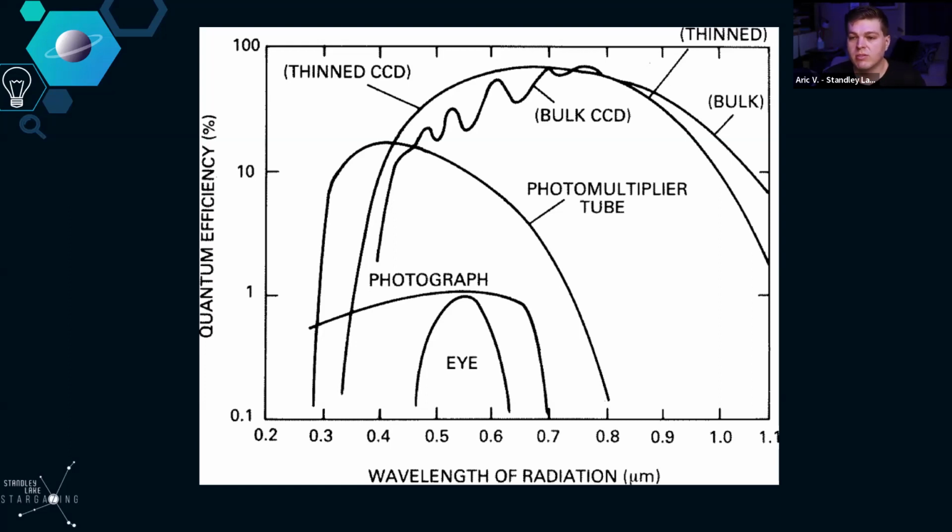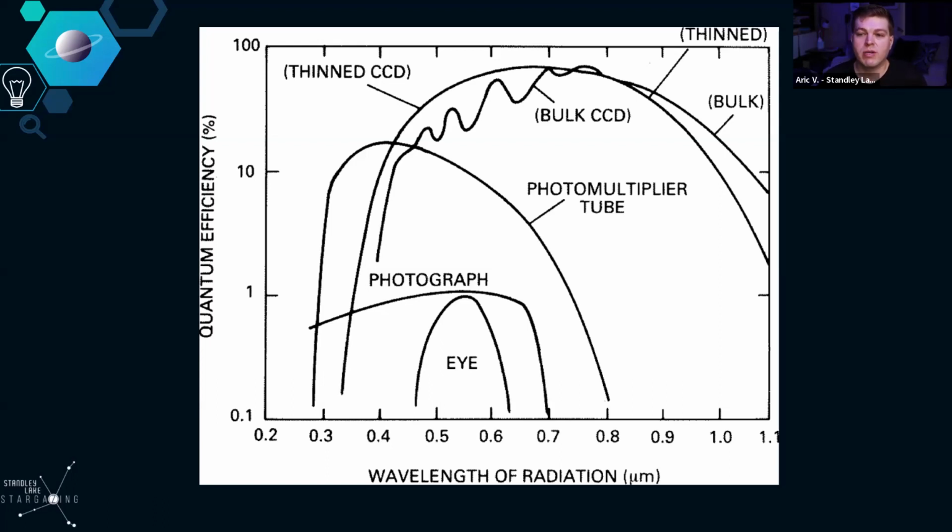Then a celluloid photograph is still right around the sensitivity of the human eye, actually, in terms of magnitude, but it has a wider range of sensitivity. So you can see on this chart that it goes well into the infrared and a little bit into the ultraviolet. But once we start getting into different types of detectors, we can boost this efficiency drastically.